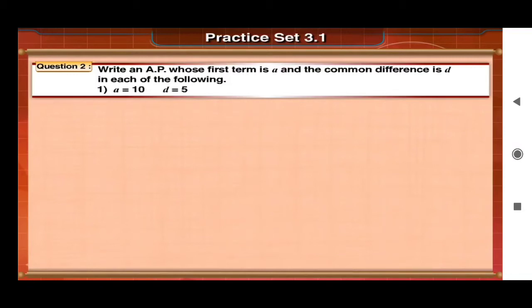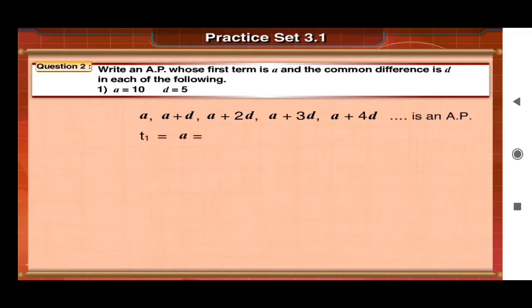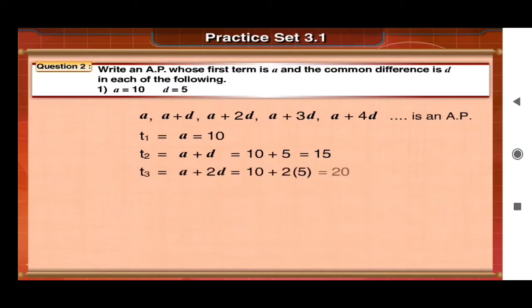The general form of an arithmetic progression is A, A plus D, A plus 2D, A plus 3D, A plus 4D, and so on. We know that T1 is equal to A, and it is given as 10. T2 is equal to A plus D, which is equal to 10 plus 5, that is equal to 15. T3 is equal to A plus 2D, which is equal to 10 plus 2 into 5, that is equal to 20.